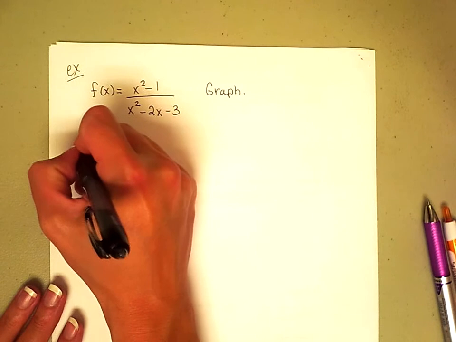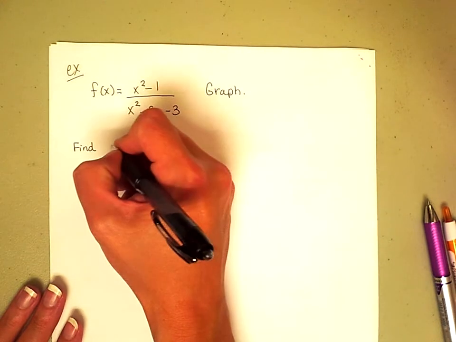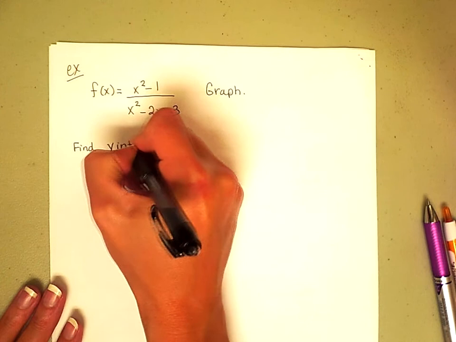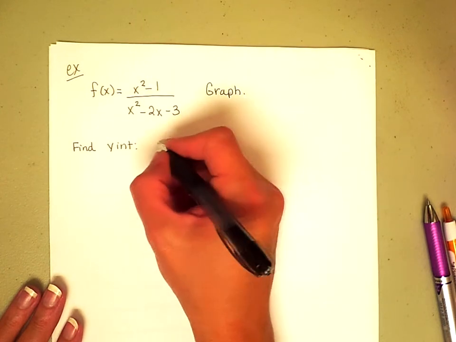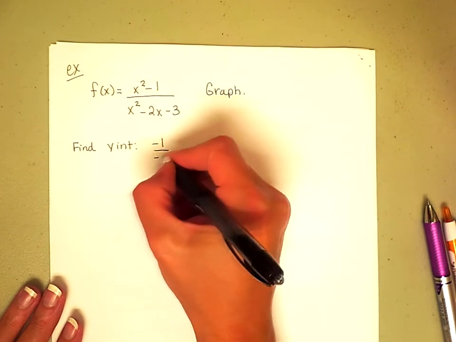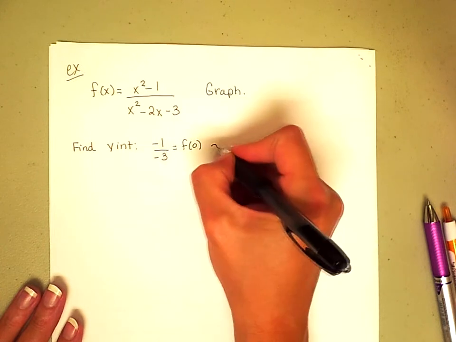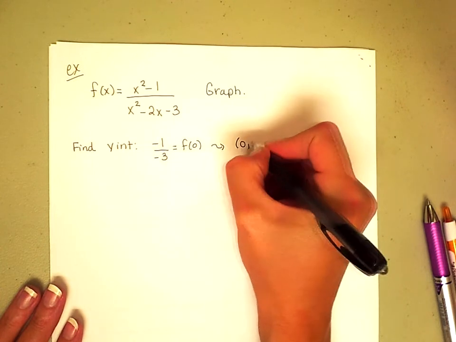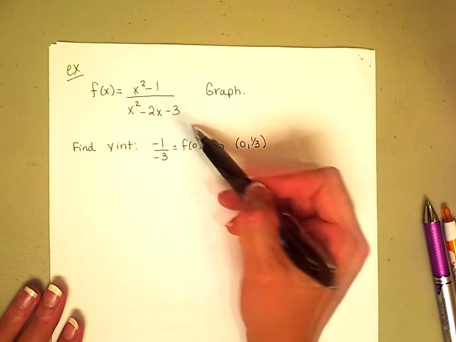Let's find intercepts. Let's find the y-intercept first. Our y-intercept is going to be negative 1 over negative 3. This is f of 0. So our y-intercept is 0, comma 1/3. I just let x equal 0.